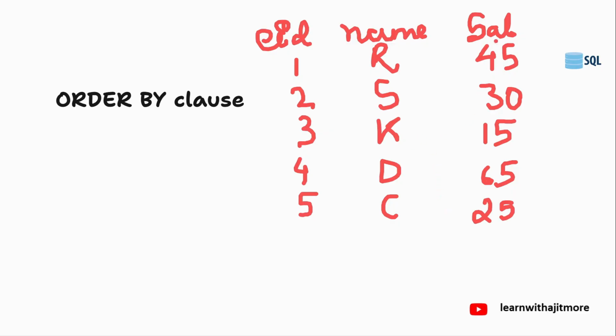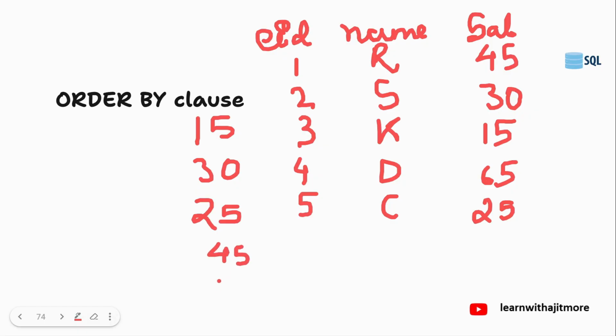And you're sorting on the salary basis, in increasing order, which means ascending order. So when you sort this, only those values are not sorted. Along with that, the other values are also reorganized. Like here if 15 comes, here 30 is going to come, here 25 is going to come, then 45 will come, 65 will come. So along with that, their other values also get reorganized.